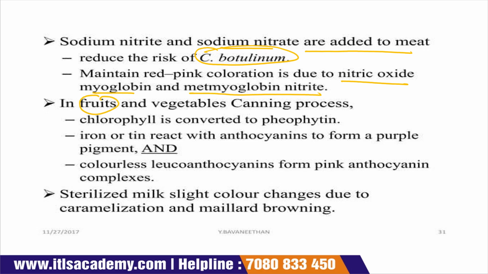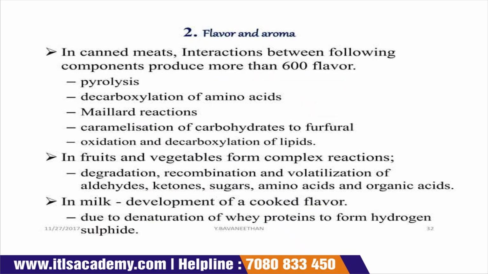If we talk about the fruit and vegetable canning process, here chlorophyll is converted into pheophytin, and iron or tin reacts with anthocyanin, which forms a pigment. Colorless leucoanthocyanin forms pink anthocyanin complexes. And sterile milk has a slight color change, which occurs due to the reaction known as caramelization, and another reaction, the Maillard reaction.